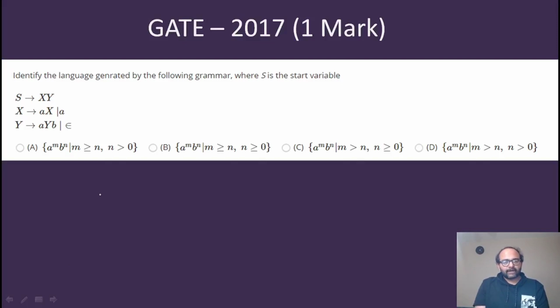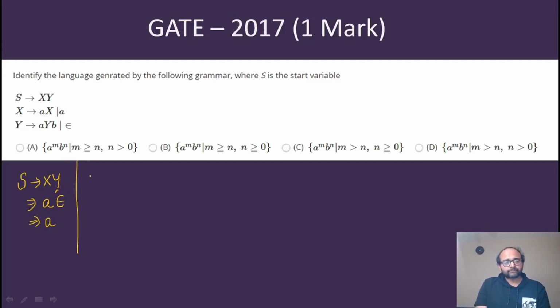So next one, again the grammar is given and you need to identify the language generated by this particular grammar. Let us generate small strings that are possible from this grammar. So I'll consider S as XY, and now I will replace X with a, and Y I'll replace with epsilon. So you will be able to generate a string like a.